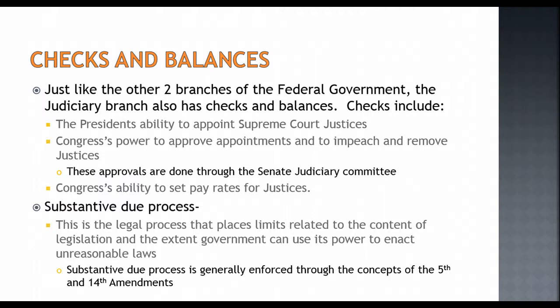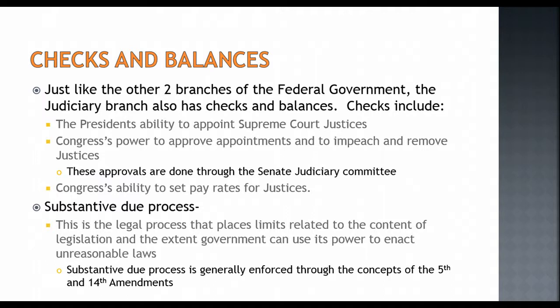Congress's power to approve appointments and to impeach and remove justices is another huge check and balance on that branch. These approvals are done through the Senate Judiciary Committee. Congress also has the ability to set pay rates for justices, which is another check on that branch. Another concept that can check the power of the judicial branch is the idea of substantive due process.